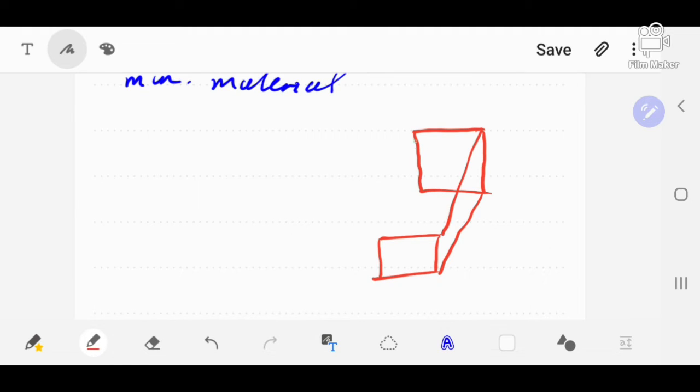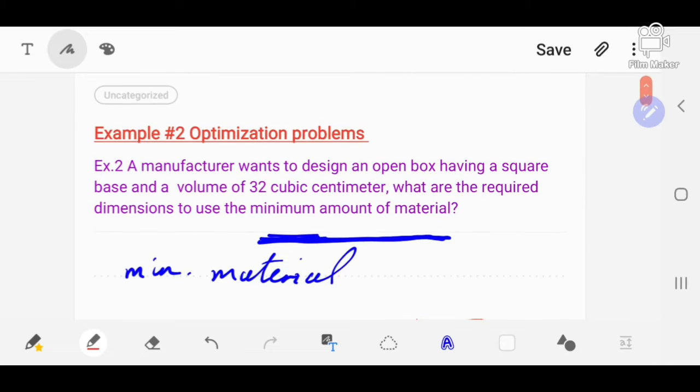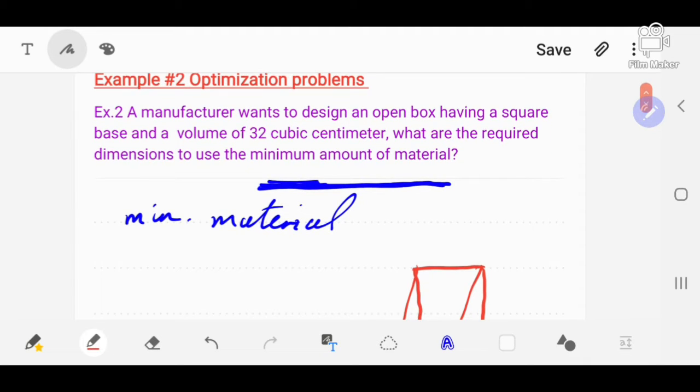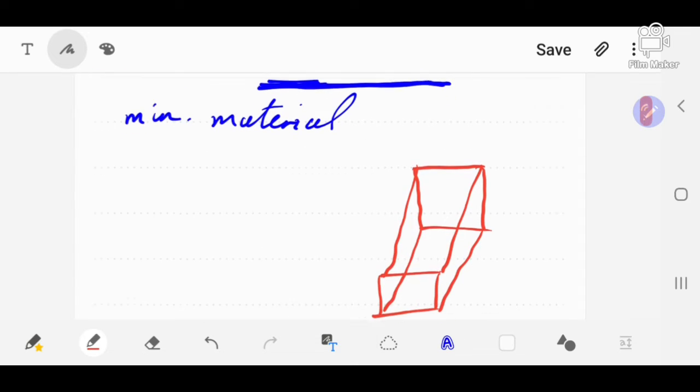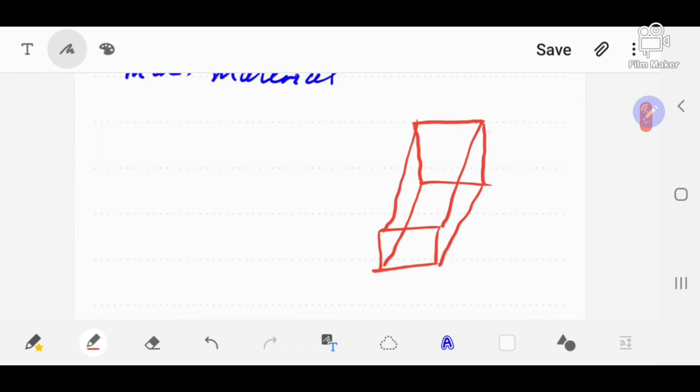Well, I'm not a good drawer, but let's say that this is our box. And what was mentioned about the box here? It was mentioned that it should be an open box, so it has only one base, and design an open box having a square base. So the base should be square, which means I'm talking about x by x, and let's say that this is the height, which is y, and one of the bases is not included. So I'm talking about an open box.